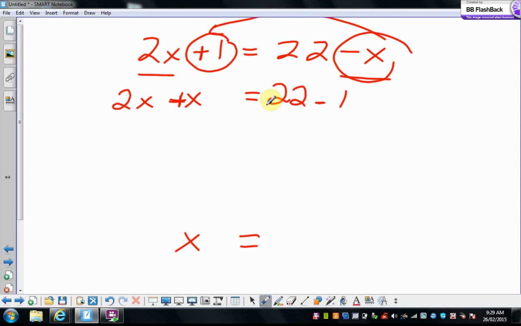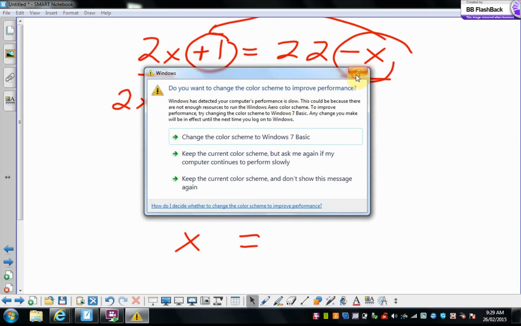Okay, so 2x plus x is equal to, oh my lord, no thank you.